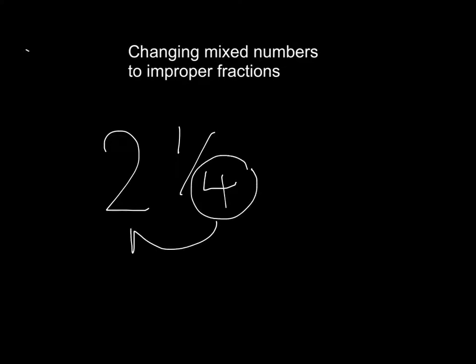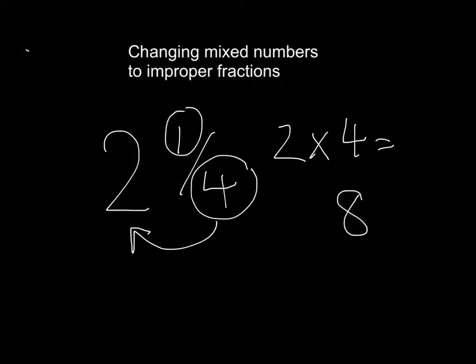Now let's go back the other way. Let's change a mixed number back to an improper fraction. So let's start with 2 1/4. What we do here is we times the denominator by the whole number. So 2 times 4 equals 8. But we've still got one left over that we have to add on. 8 plus 1 equals 9. And of course it's 9/4. 2 1/4 equals 9/4.